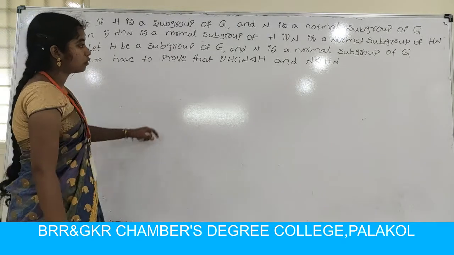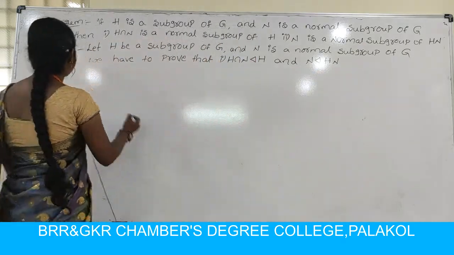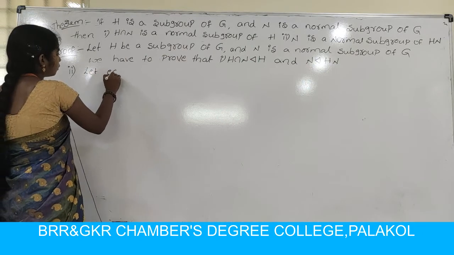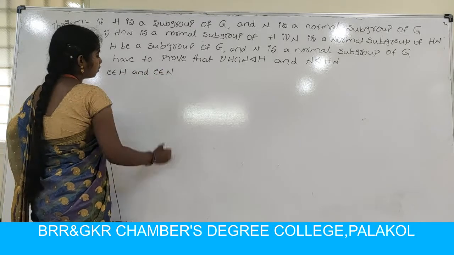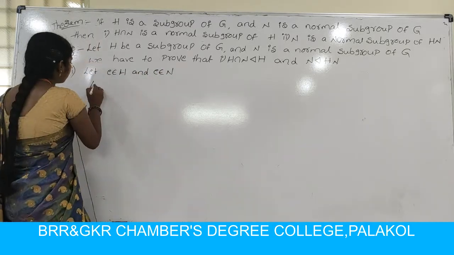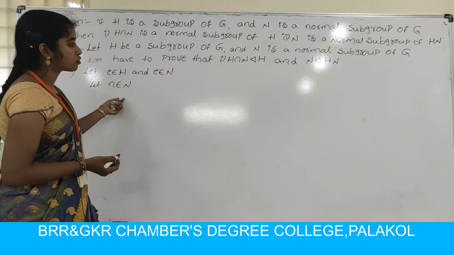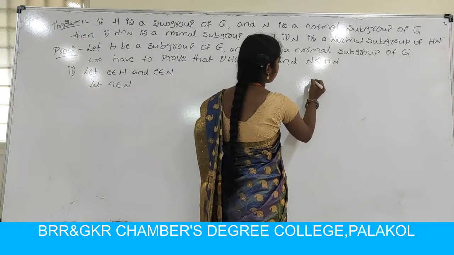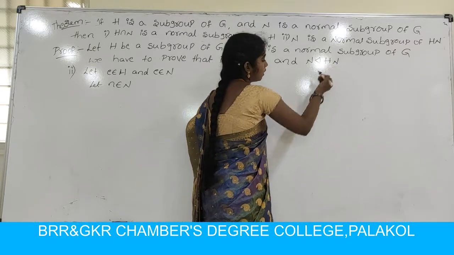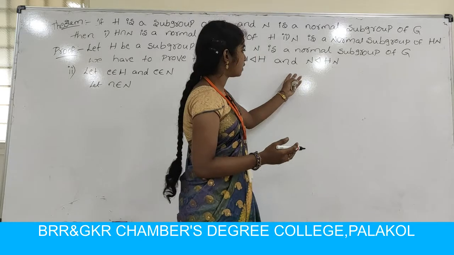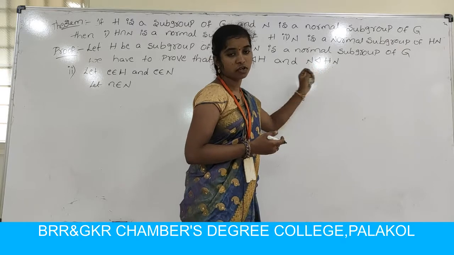Next, second part, we have to prove that N is a normal subgroup of HN. So let us consider an element E belongs to H and E belongs to N. So E is the identity element. Let small n belong to capital N. So we have to prove N is a normal subgroup of HN. First of all, we have to prove HN is non-empty and N is contained in HN. Finally, we have to prove N is a normal subgroup of HN.